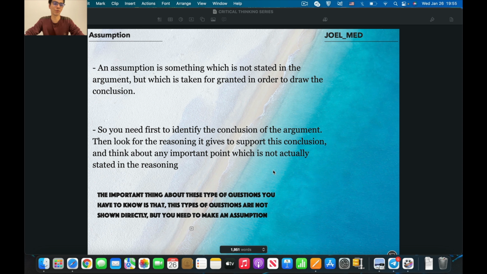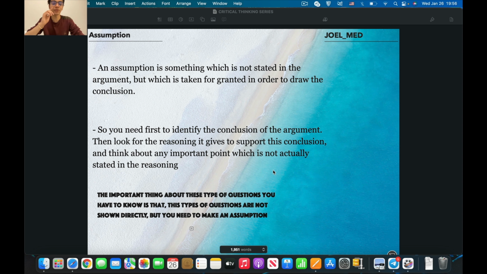Our next slide is about assumption. It was difficult for me because you have to tell which is not in the passage. You have to recognize the assumption of the author. An assumption is something which is not stated in the argument, but which is taken for granted in order to draw the conclusion. So you first need to identify the conclusion of the argument, then look for the reasoning it gives to support this conclusion, and think about any important point which is not actually stated in the reasoning.